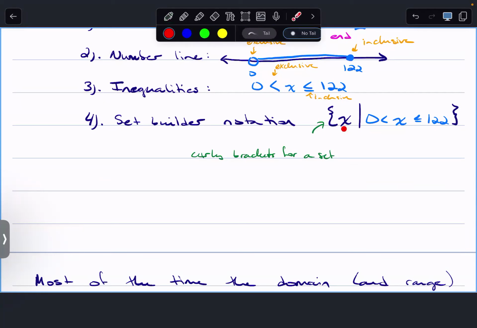So we have a set of x's, and then we have this vertical bar that you read as such that. Then we have some criteria. Notice that we just have the inequality here. If you know the inequality version, just stick that in there, right? And then that's the criteria on x. It's a little bit fancier.